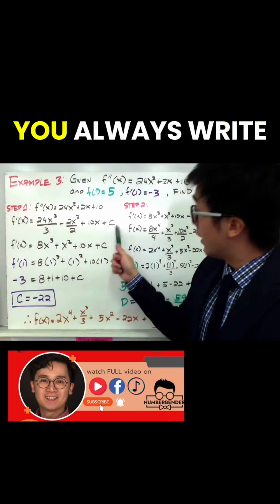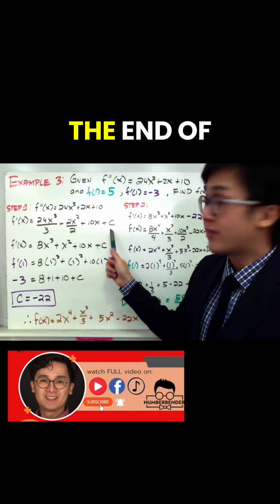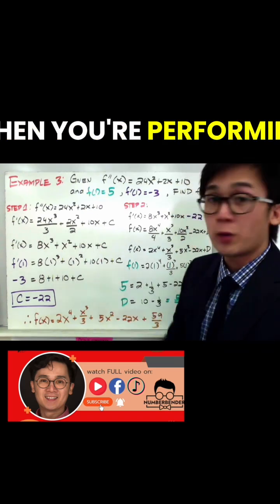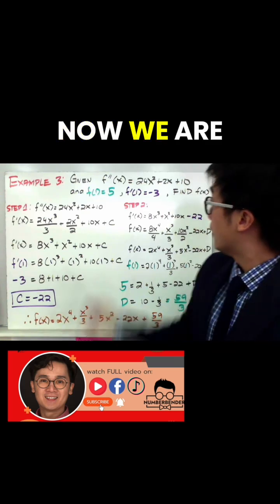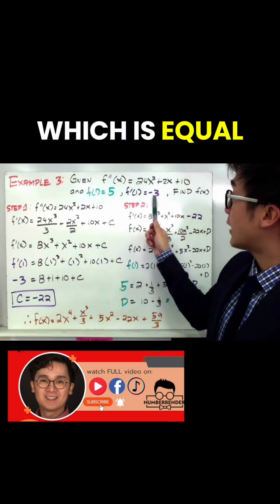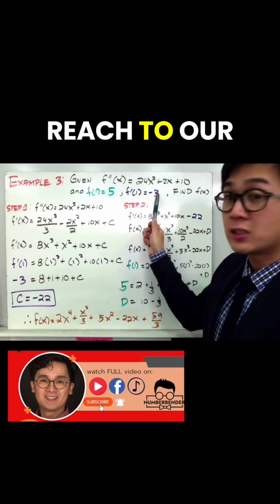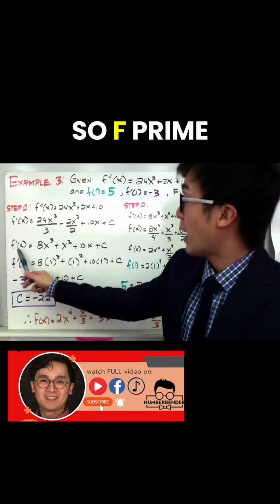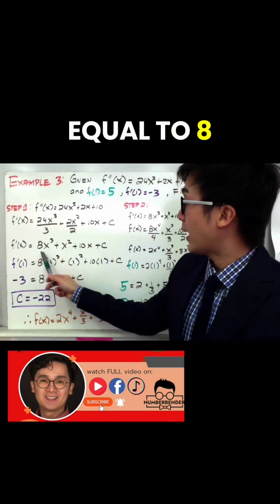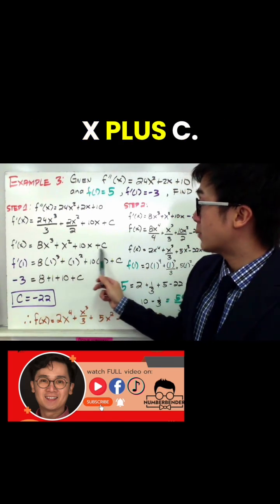So make sure you always write your constant at the end of your function when you're performing antiderivative. Now, we are given f prime of 1, which is equal to negative 3, and we will use this in our problem to be able to reach our goal of f of x. So f prime of x is equal to 8x cubed plus x squared plus 10x plus c.